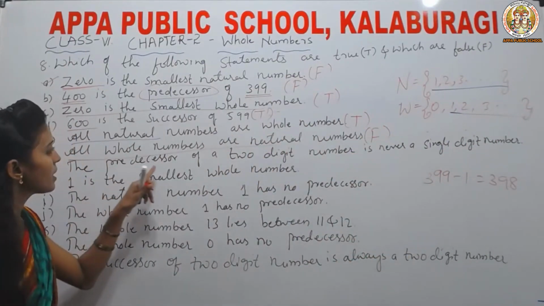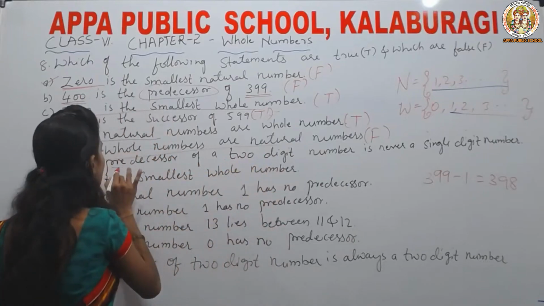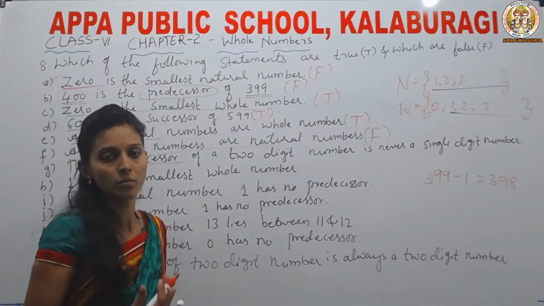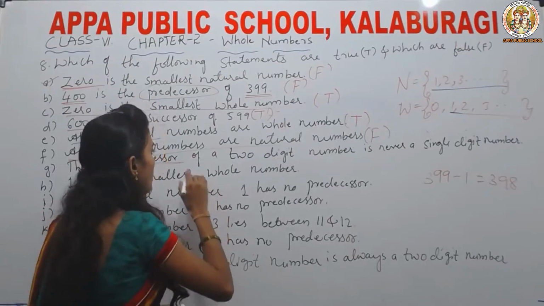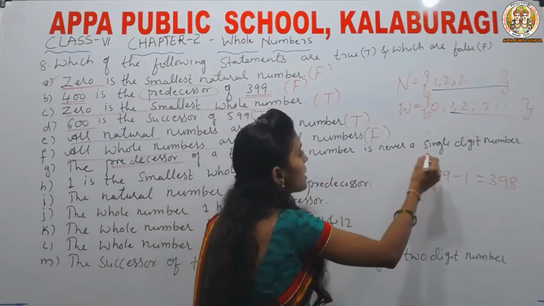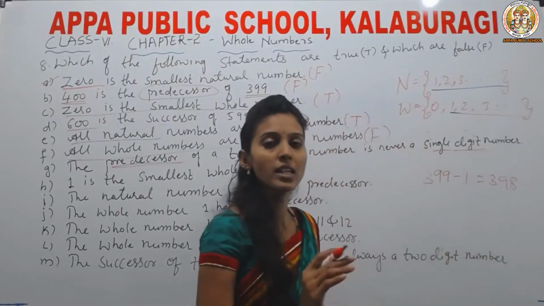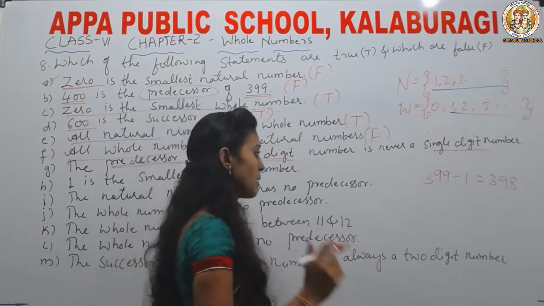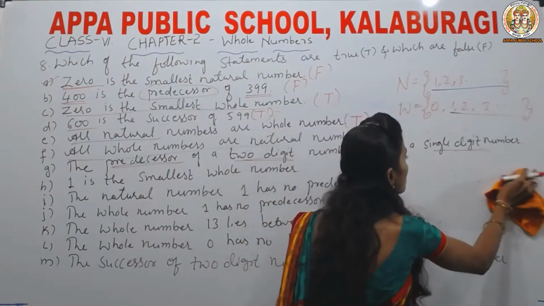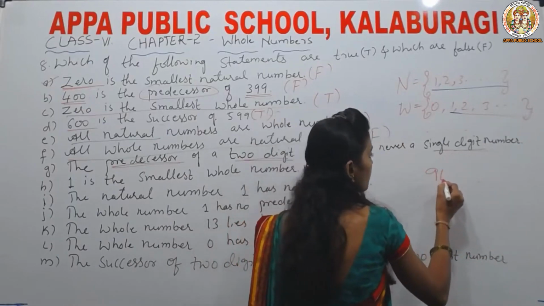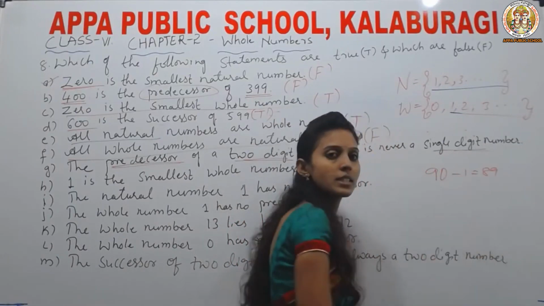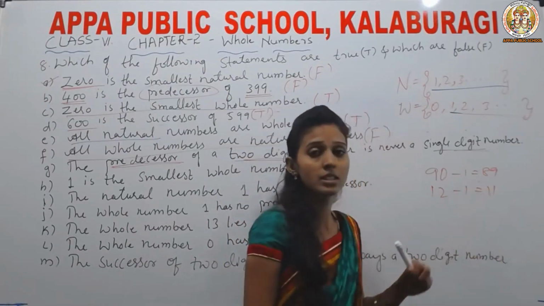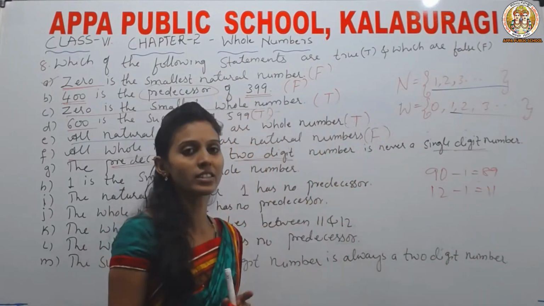Next, the predecessor of a 2-digit number. See, the word predecessor means one step backward, the previous number. They said the predecessor of any 2-digit number is never a single-digit number. For example, the predecessor of 90, 90 minus 1, is nothing but 89, a 2-digit number, right? The predecessor of 11 is a 2-digit number, right? This is never a single-digit number.